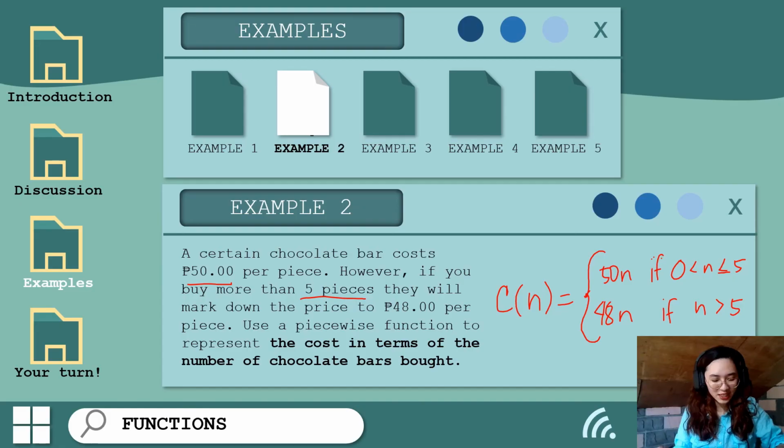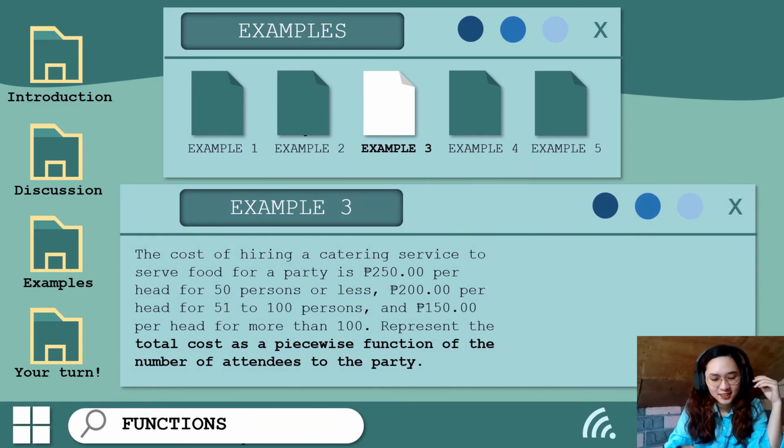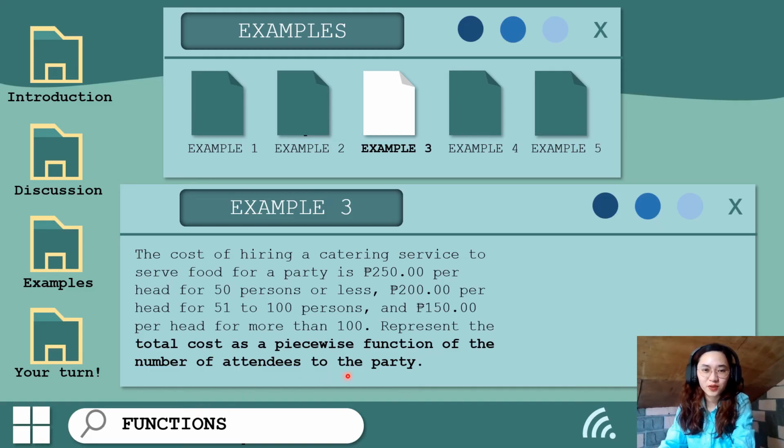Okay? And another example. Example number 3, the cost of hiring a catering service to serve food for a party is 250 pesos per head for 50 persons or less, 200 pesos per head for 51 to 100 persons, and 150 pesos per head for more than 100. Represent the total cost as a piecewise function of the number of attendees to the party.